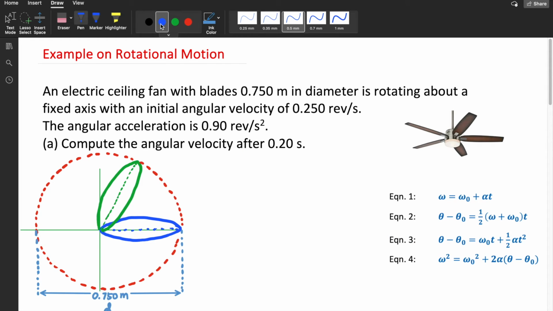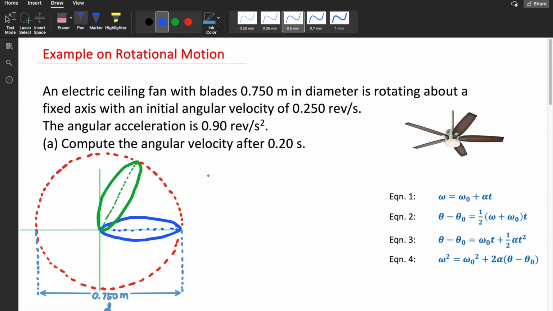Second example: an electric fan with blades 0.75 meters in diameter is rotating about a fixed axis with an initial angular velocity of 0.25 revolutions per second. The angular acceleration is 0.9 revolutions per second squared. Compute the angular velocity after 0.2 seconds. I've already drawn this. Let's assume that the initial rotation of the fan is at this point, and the final is at this point.